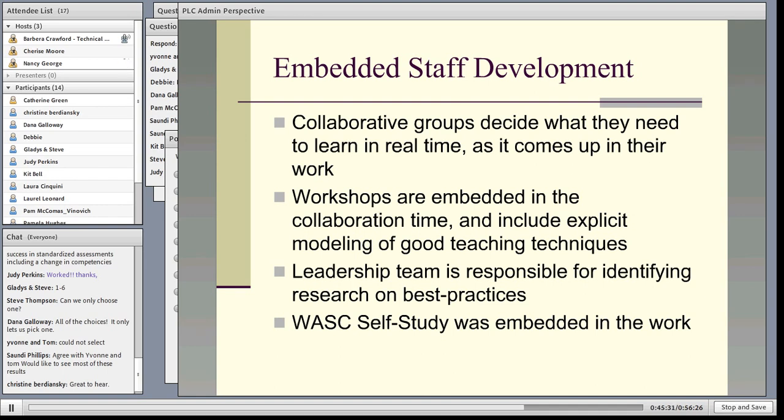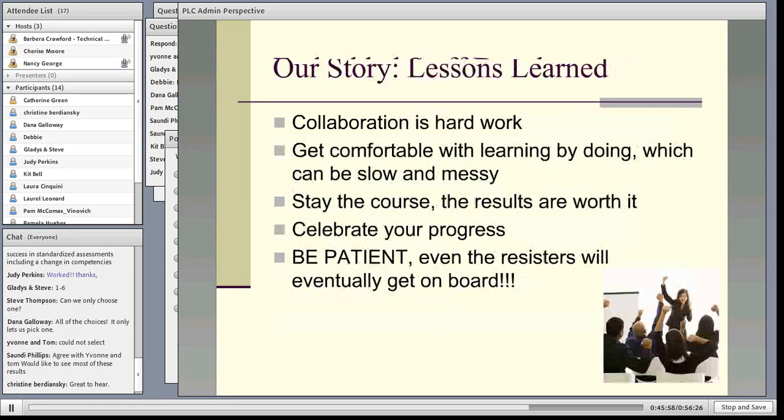That embedded staff development really has been beneficial in terms of resources, and it's been beneficial in terms of the usefulness of our staff development. And the result is, instead of a few people attending staff development time, we have 100% participation, and the focus is directly connected to the needs of the students every time. So that is a huge thing for us.